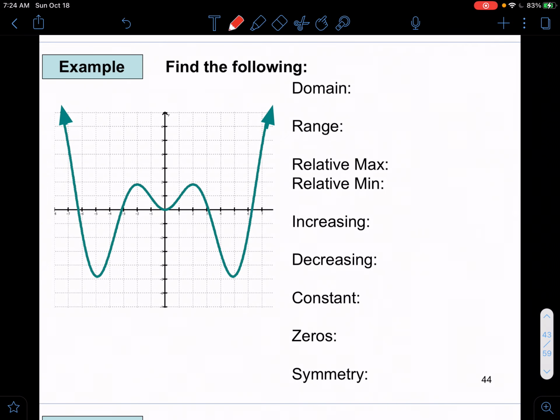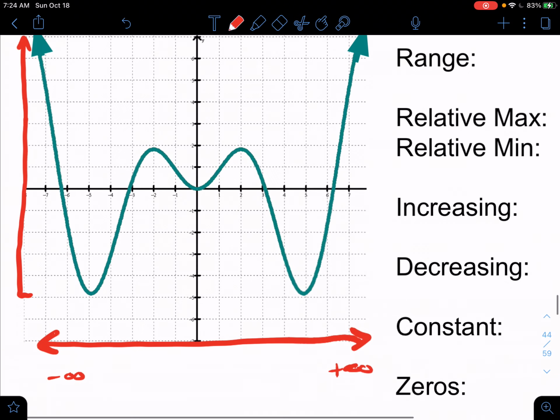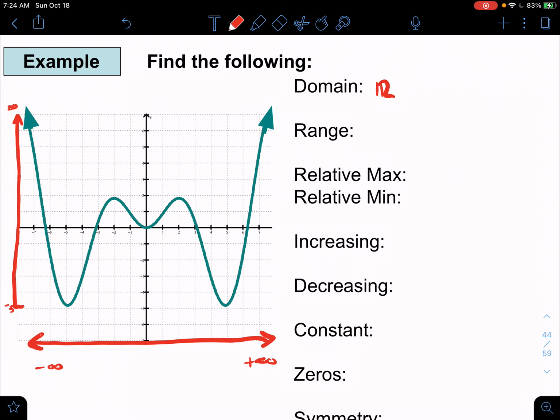So here's a W looking guy that we kind of saw earlier a little bit. Again, as we drop this all down to look at our domain, we would see that all of this would fall from negative infinity to positive infinity. And when that happens, we just say that we get all real numbers. For your range, it looks like we will have a low point that happens at, let's just say, -5 all the way up to infinity. So that would be our range from -5 all the way to infinity.